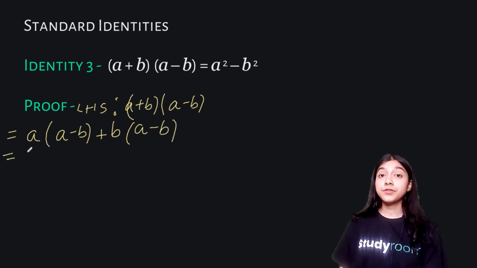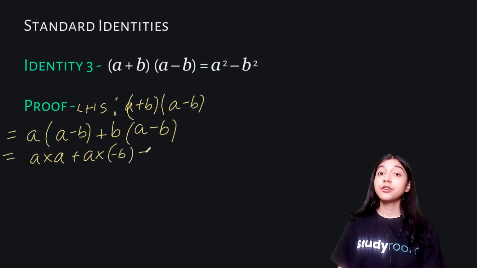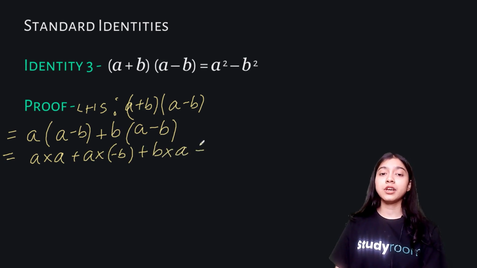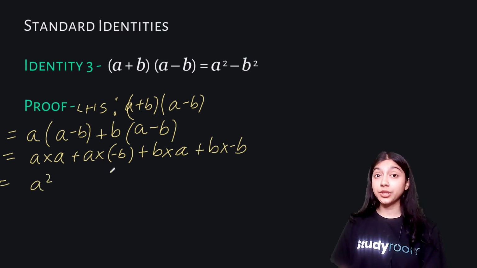Now, what we have to do is, we have to multiply a with the first term that is a multiplied with a, and then we have to multiply a with the second term that is minus of b. Now, we have to multiply b with a initially, and then we have to multiply b with minus b. So I'll write plus of b times minus of b. Now, a multiplied by a gives us a square. A multiplied with minus b gives us minus of ab.